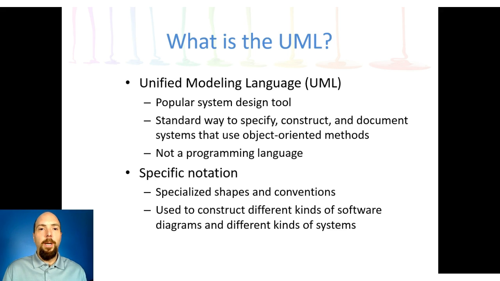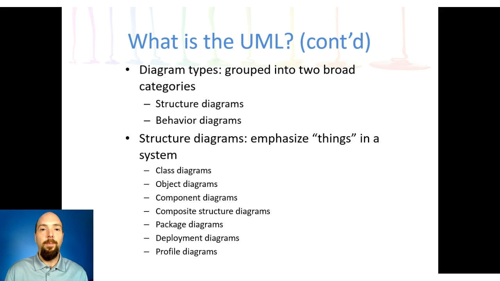UML is a popular way to diagram how a program works from beginning to end. Using UML, you can specify who the different actors are, so who's actually going to interact with the program, and then how they actually perform actions within the program. It is not a programming language, it's just simply a way to diagram how the program actually works. It uses a specific notation. There are specialized shapes and conventions that are going to be used, and by using these different shapes we can specify how the software should be constructed.